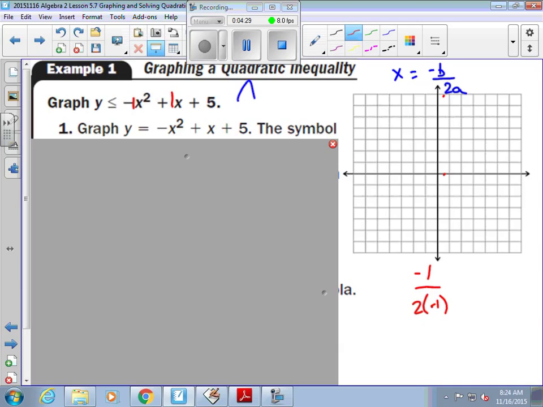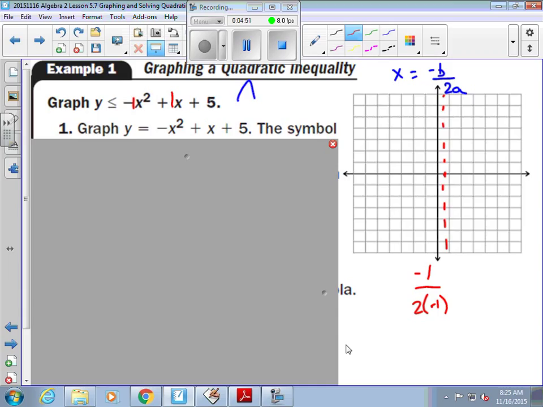So your axis of symmetry is going to run through a vertical line at 1/2. Try to draw it a little straighter than what I just did. That's your axis of symmetry. From your axis of symmetry, you have to find your y value to make the vertex. Remember, it's going to open down, so it's going to be the top of the picture.